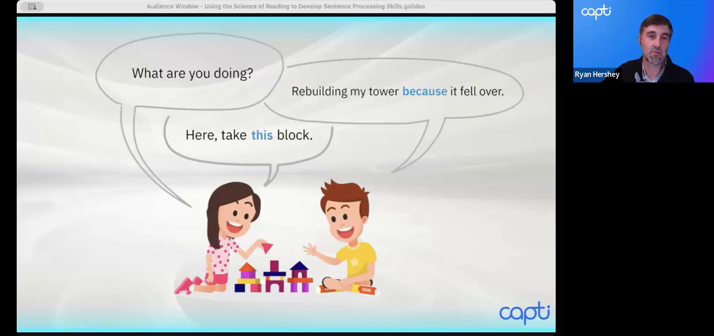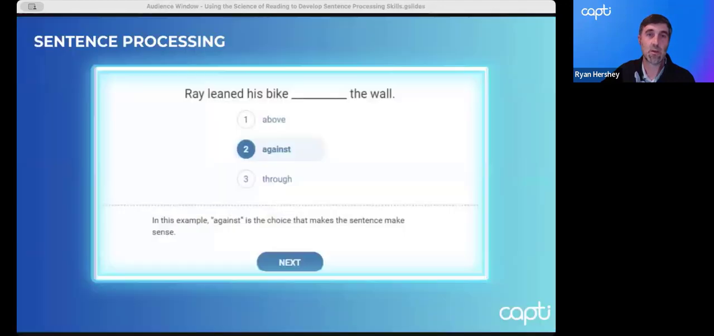So the sentence processing subtest uses 2 types of items to measure sentence processing knowledge, discourse markers and internal logic. So here's an example of one of the items. Ray leaned his bike blank the wall. And so obviously the reader has to apply the correct word into that sentence to give it the appropriate meaning.